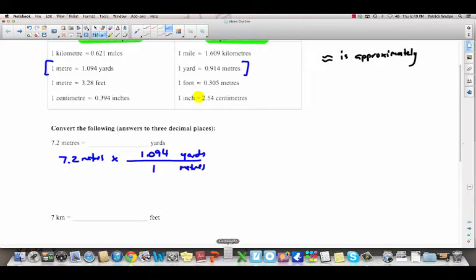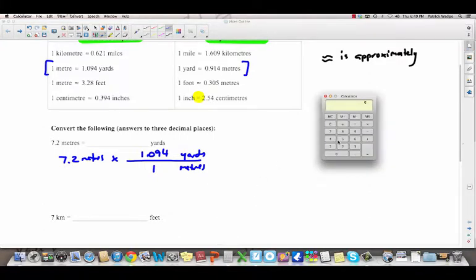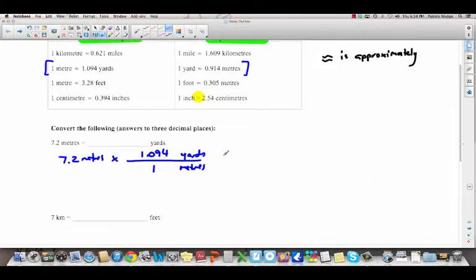Then we get our calculator, because I don't want you to think I'm just making up these numbers, so I'll use this calculator to show you. 7.2 times 1.094 equals this answer here. It says answers to 3 decimal places, so that'd be 7.87. We should round that 6 up because the 8's bigger than 5, so 7.877 would be our answer. 7.877 yards. I know you're like me and love crossing these out every time.